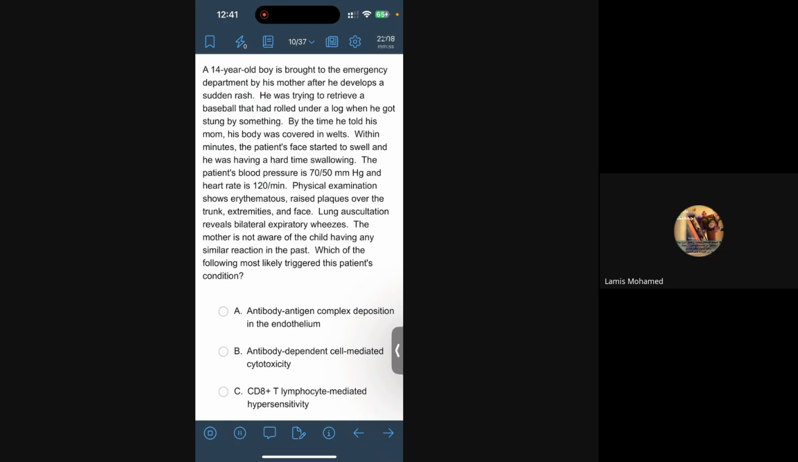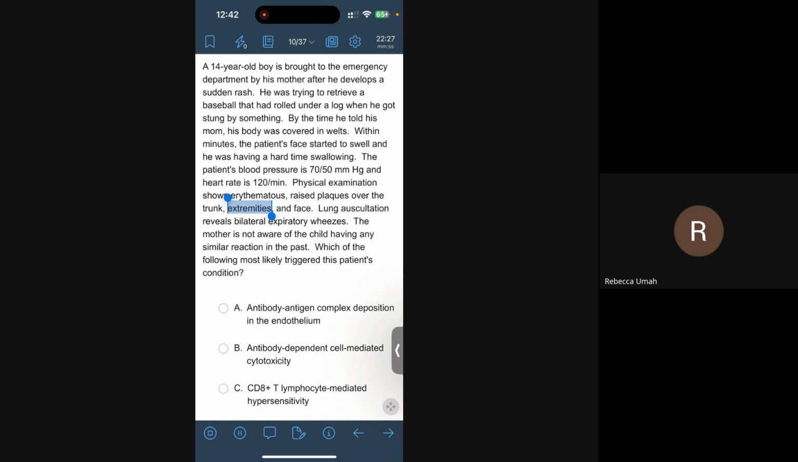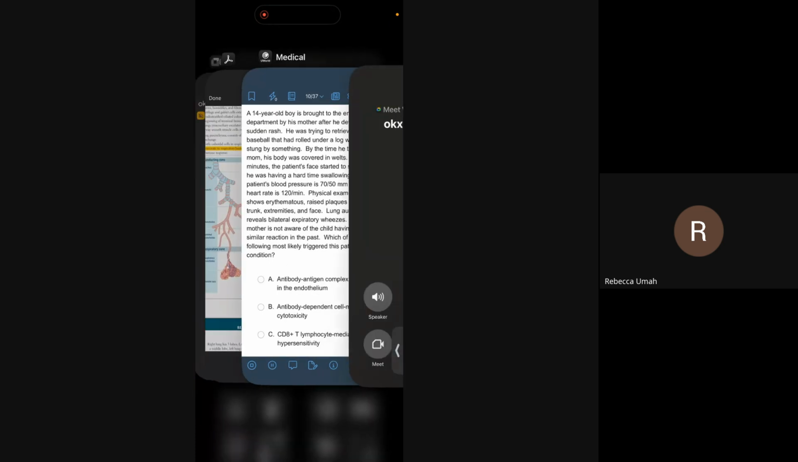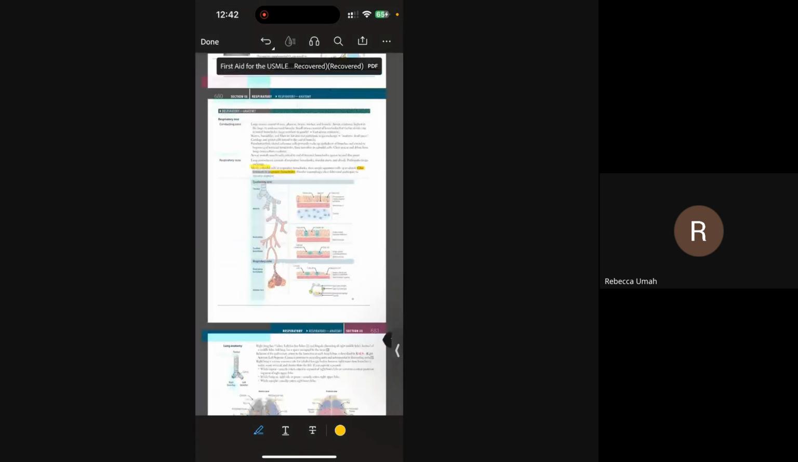Yeah, this should be type 1. What is happening in this patient? The patient is having anaphylaxis. Blood pressure is 70 by 50, erythematous raised plaques over the skin and the face, bilateral expiratory wheezes. Okay, now we are sure that it is anaphylaxis.